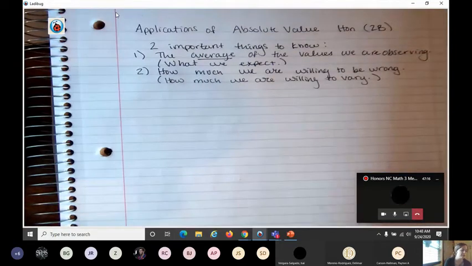Okay, what questions do you guys have about those two important things? Now, they may not immediately make sense to you in terms of absolute value. We're about to go through what that is, so don't worry if that part doesn't quite click yet.